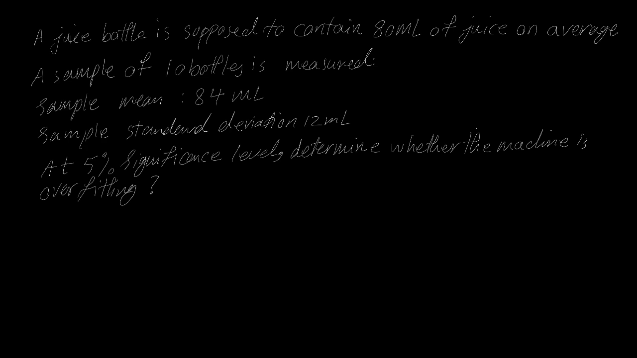Next question. A juice bottle is supposed to contain 80 milliliters of juice on average. A sample of 10 bottles is measured. Sample mean is 84 milliliters and sample standard deviation is 12 milliliters. At 5% significance level, determine whether the machine is overfitting.